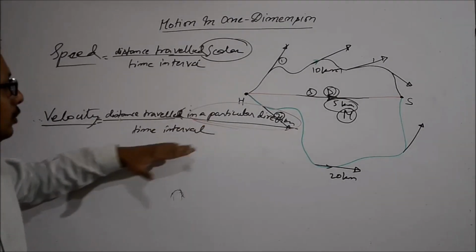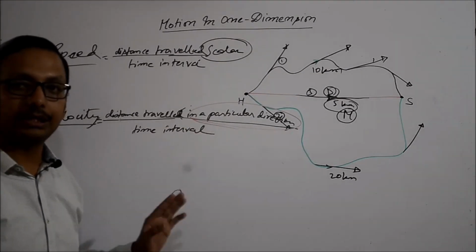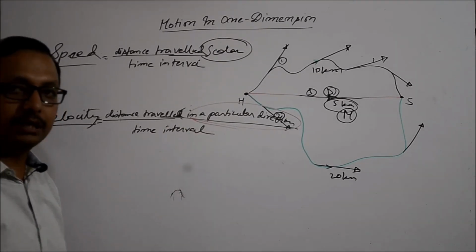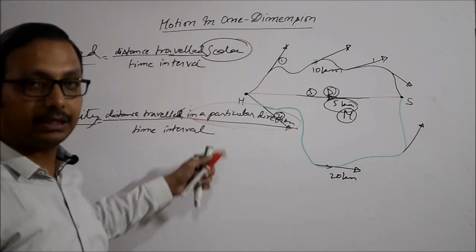So this is all about speed and velocity. Speed is a scalar quantity. Hope you understood that this one is a vector quantity because it's in a particular direction, so it's having a direction. So any other differences? So speed and velocity are having only one is scalar, the other one is vector.